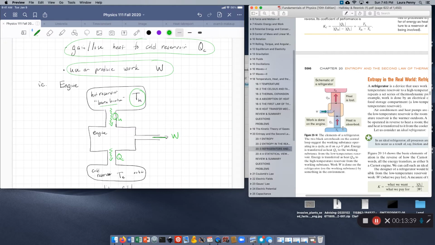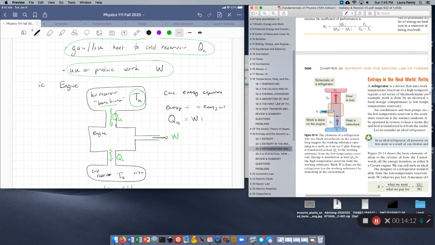So looking at this, what we always do is write an equation, which is the conservation of energy equation, where we say the energy that comes in to this engine area has to equal the energy that goes out, because the total change in internal energy has to be zero. The energy that's coming in is just QH. The energy that's going out is the work and QC. And so there's my relationship between work and the heats that are involved.